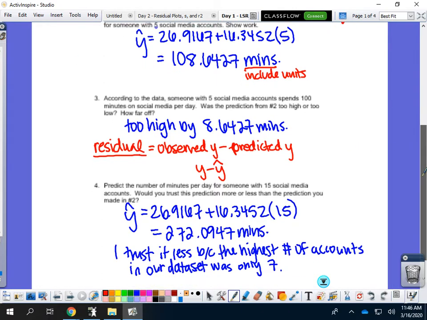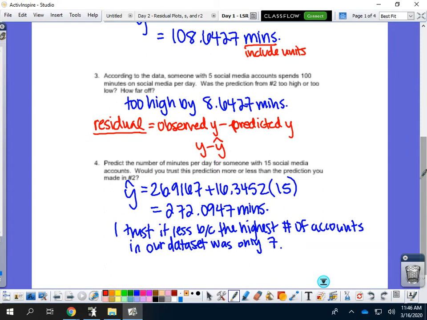Now, number 4 says to predict the number of minutes for someone with 15 social media accounts. Would you trust this prediction more or less than the one you made in number 2? 15 accounts is a lot of accounts. The highest that we went in our table was only 7. This is a vocabulary word. It's called extrapolation.